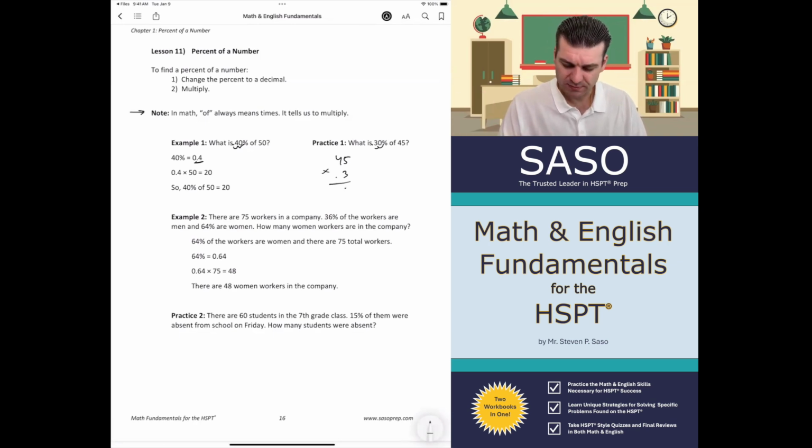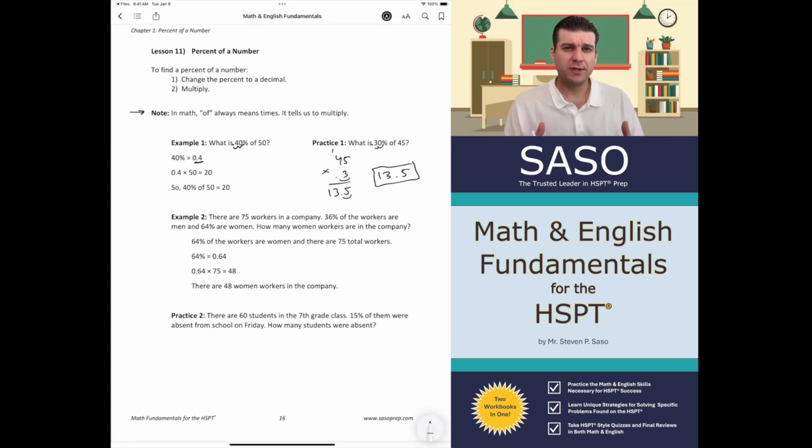So 3 times 5 is 15, carry the 1. 3 times 4 is 12, plus 1 is 13. And then we have one decimal place. I like to count up with my pencil, right? I go, okay, there's one there. And then in my answer from right to left, we go over the same number of places, so 13.5.